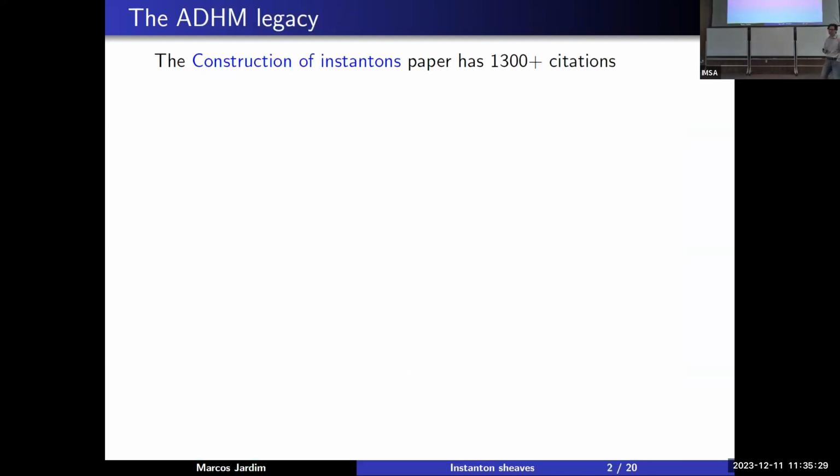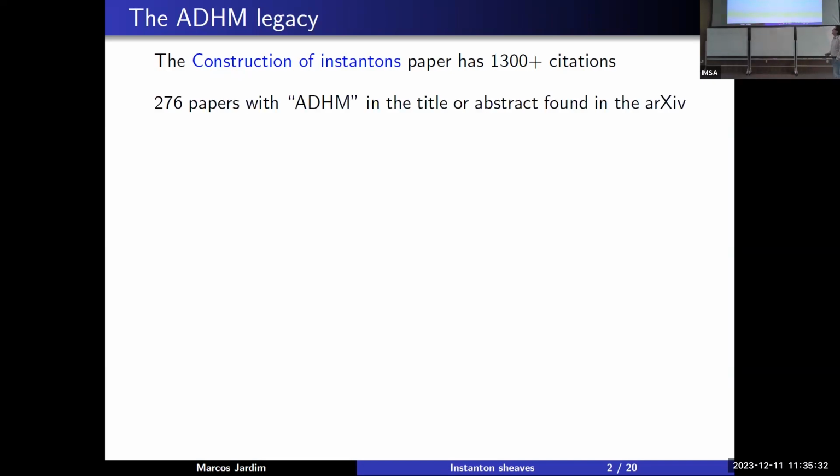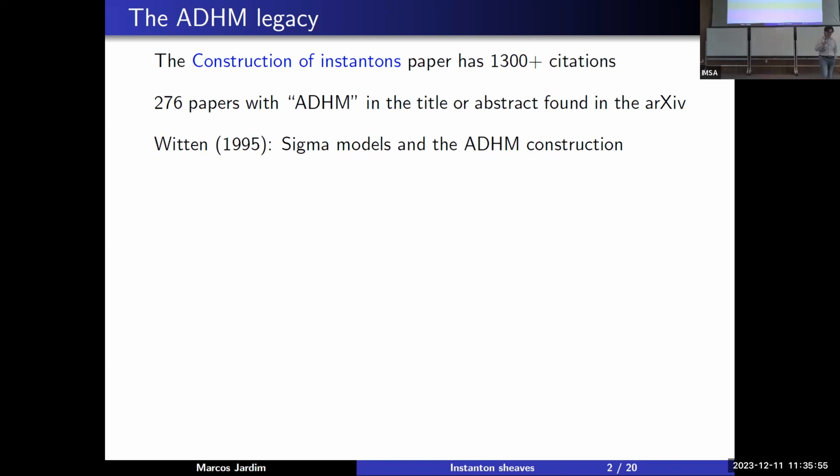It has 1,300 plus citations. And I found a couple of days ago 276 papers with ADHM in the title, and this covers only the last 25 years, perhaps. So a few highlights among these: first, Witten's paper, which is translating the ADHM construction done in the paper I've shown you to some physics. I don't know what that is.